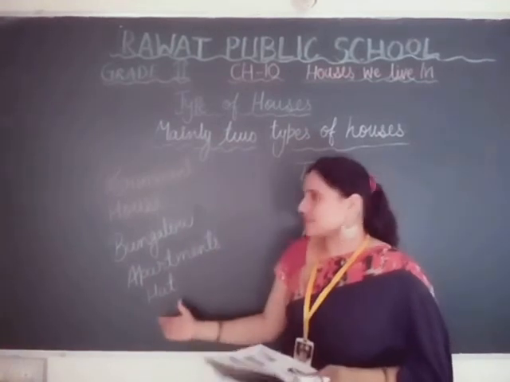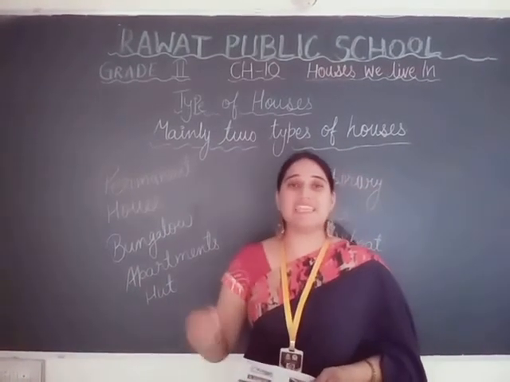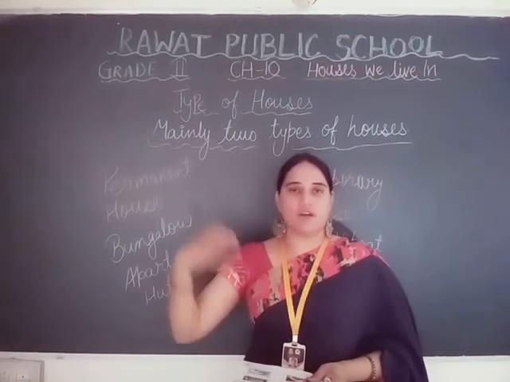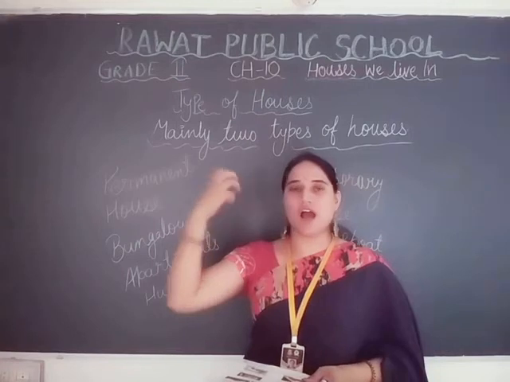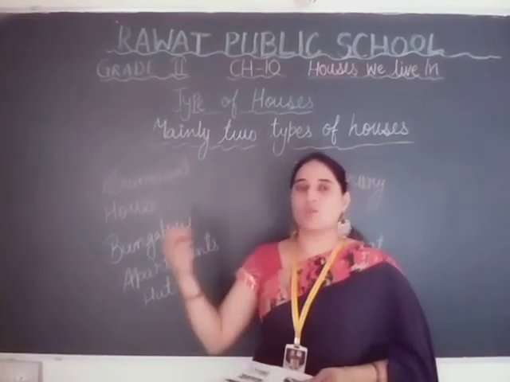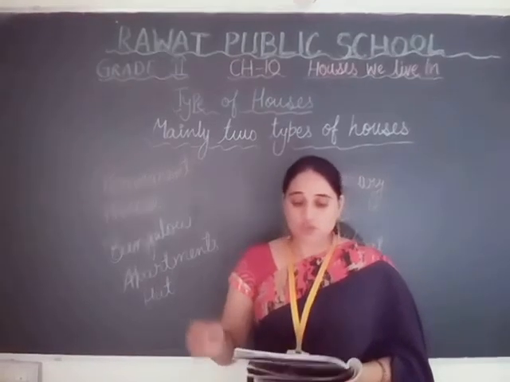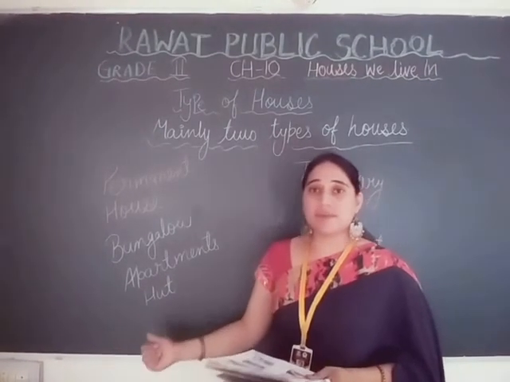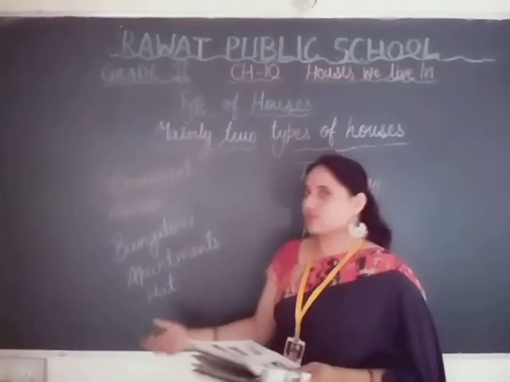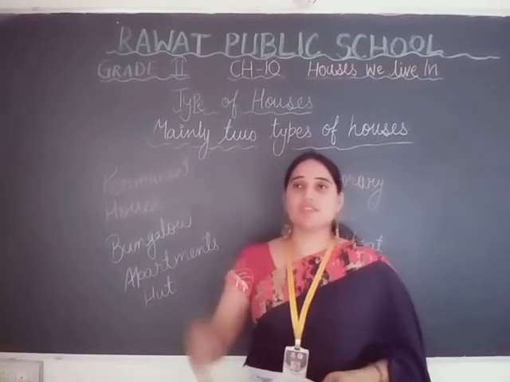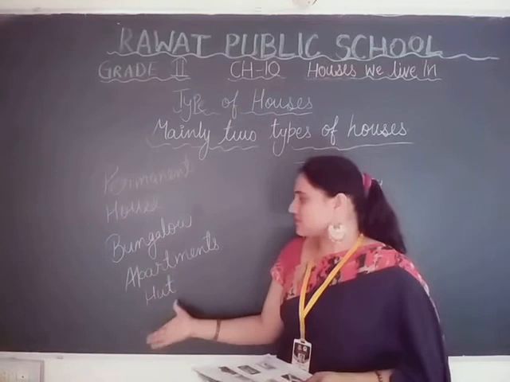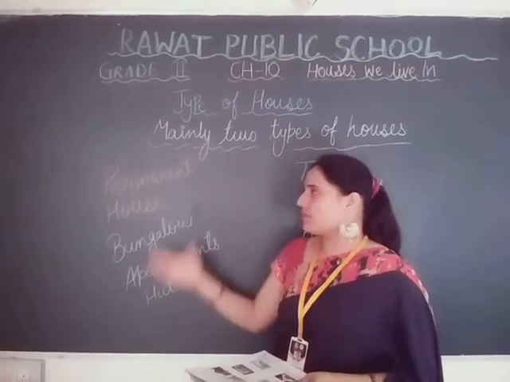A hut is also a permanent house, but these kinds of houses are very weak. Weak in the sense that if there is a storm or a very hard rain, these houses get destroyed. So these houses are permanent, but very weak because they are made of mud, twigs, bamboos and so on. These three are the examples of permanent houses.